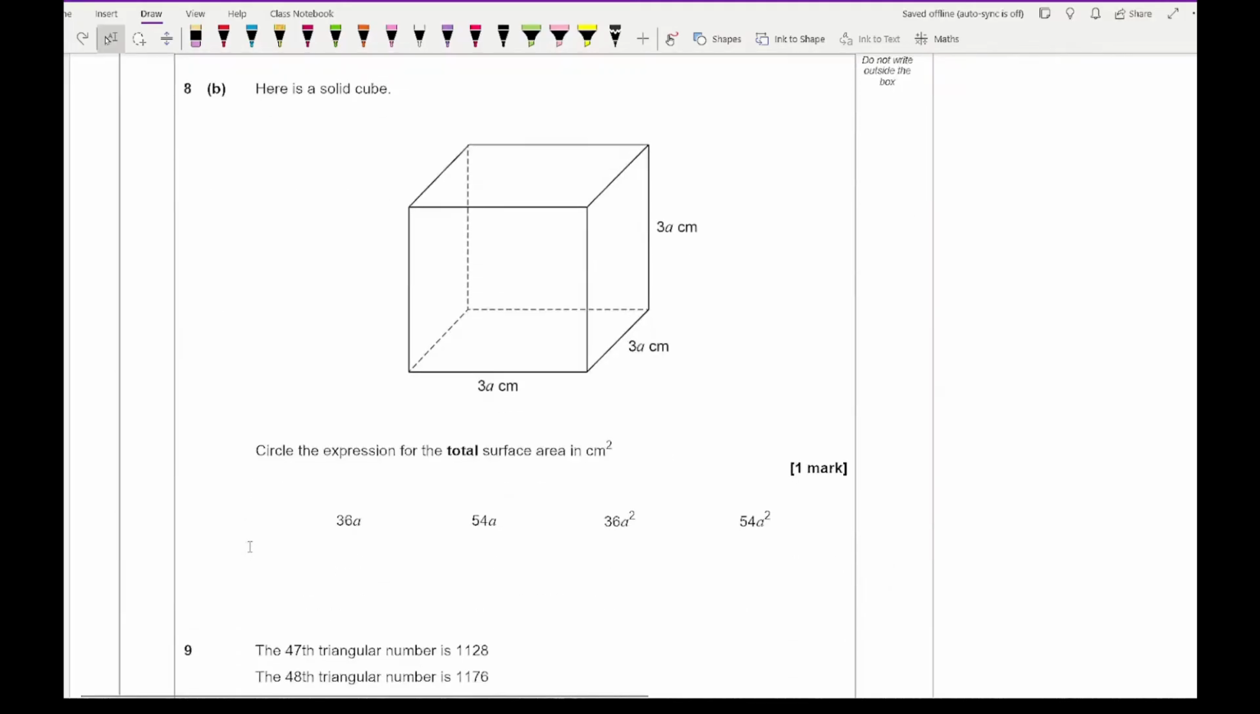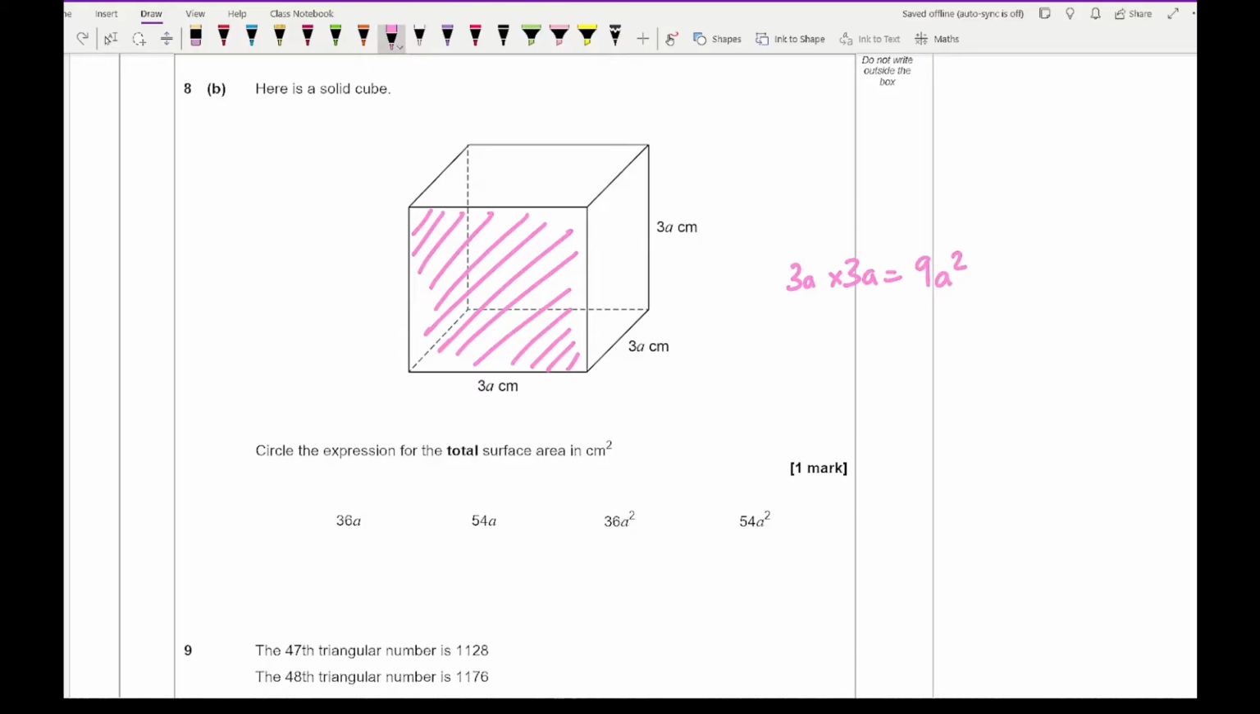Moving on to question 8b, it says here is a solid cube and it says circle the expression for the total surface area in square centimetres. So first of all, what we need to do is work out the area of one of the squares, and that's going to be 3a times 3a, which is 9a squared. And then we've got 6 faces, so we've got to do 9a squared times 6, which equals 54a squared, which is our fourth option.